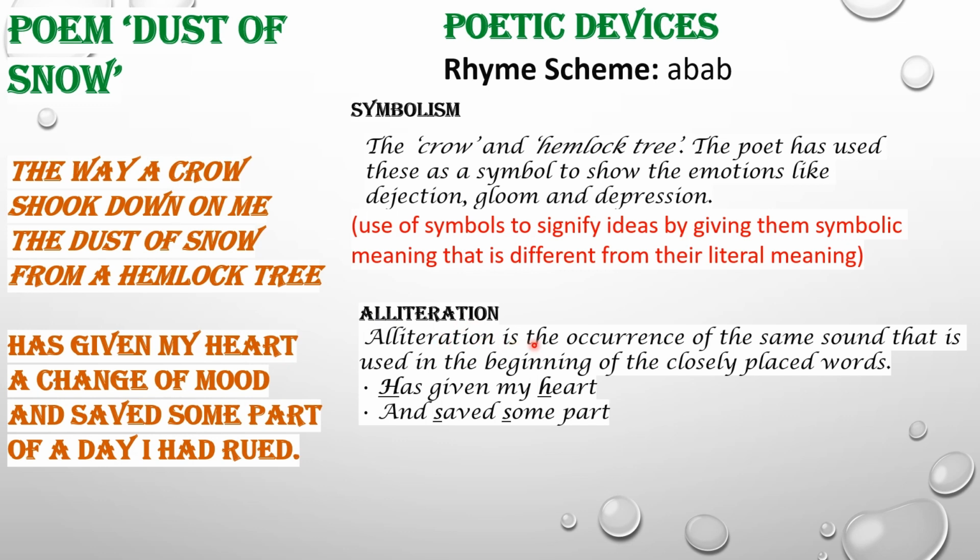Now the next one is alliteration. Alliteration is the occurrence of the same sound used in the beginning of closely placed words. Now here, two words are closely placed, saved and some. Their beginning letter, S, has the same sound. So we can say, here is alliteration. One more example we will see.